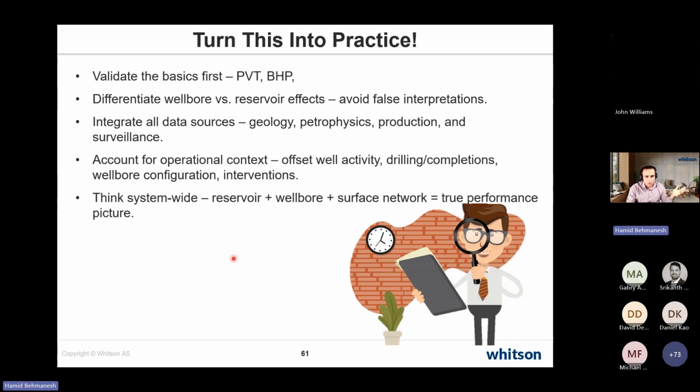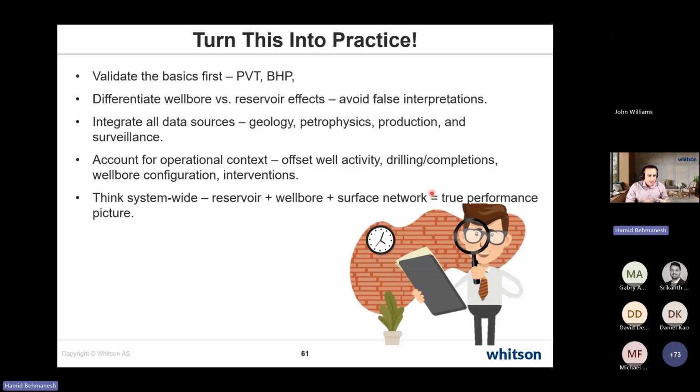At the end of the day, it's important to think about the system-wide view, which includes not only the reservoir. We are investigating and analyzing the data for reservoir information and characterizing the reservoir properties, but we know that the reservoir is attached to the wellbore, which is attached to the surface network. So the true performance will come through analysis of all of these together.